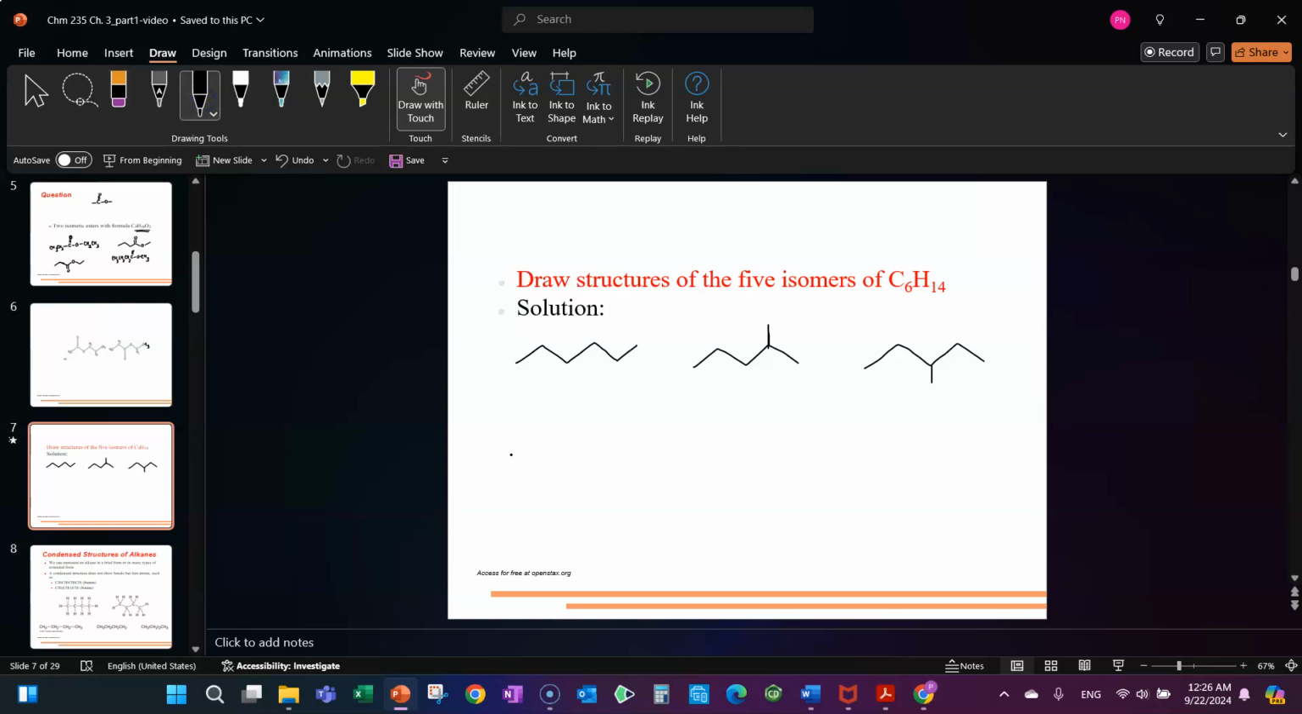Okay, so you can draw this as 4 carbon atoms, like 1, 2, 3, 4, right? And then you can place 2 over here. And then do the same thing with 4 carbon atoms, but now you place 1 here, 1 here. Okay, so these are the 5 isomers of C6H14. If you look at the molecular formulas, they are all the same, but actually these are all different compounds. So these are examples of constitutional isomers.